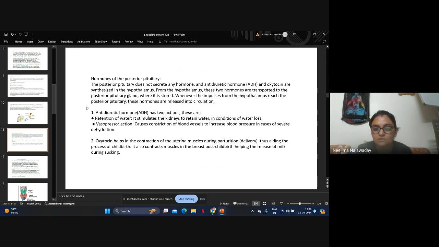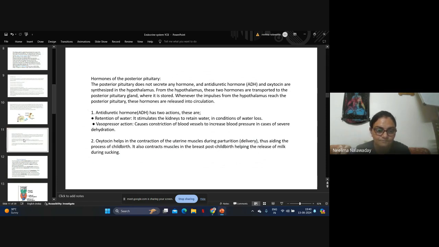Whenever there is water loss, the blood vessels start contracting, and this constriction of blood vessels is because of the vasopressor action of ADH, or antidiuretic hormone. Then oxytocin helps in the contraction of the uterine muscles during labor, the baby's birth, thus aiding the process of childbirth. It also contracts muscles in the breast post childbirth, helping the release of milk. So the posterior pituitary has two hormones, ADH and oxytocin.